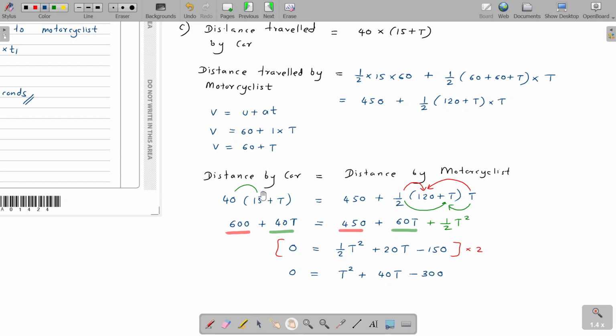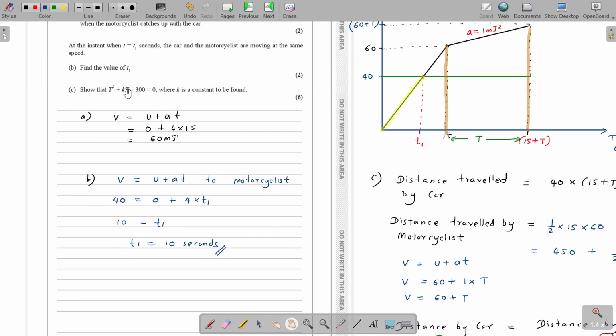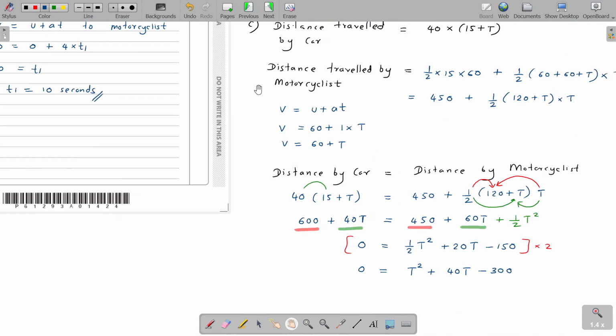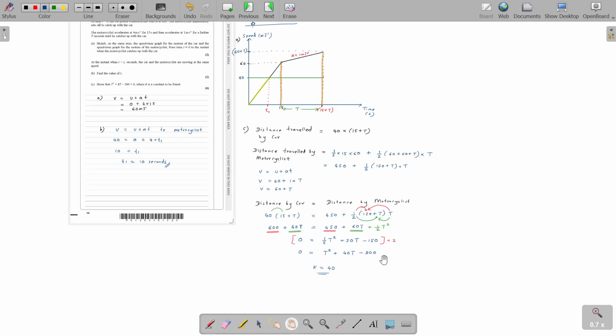So what's the k value? They have told you to find the k value, where k is a constant to be found. So t square plus kt minus 300 equals 0. So we got t square plus 40t minus 300, which means your k value is 40. So can you see we got the show that? Okay.